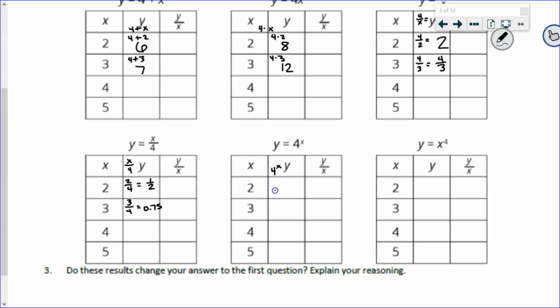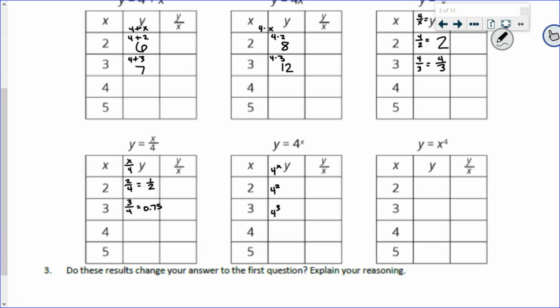So what is the x this time? 2. So it would be 4 to the second power, which that one I would read 4 squared. But what is it going to be here? This is going to be 4 to the x power, but x is 3. So 4 to the power of 3. Good. Got it?